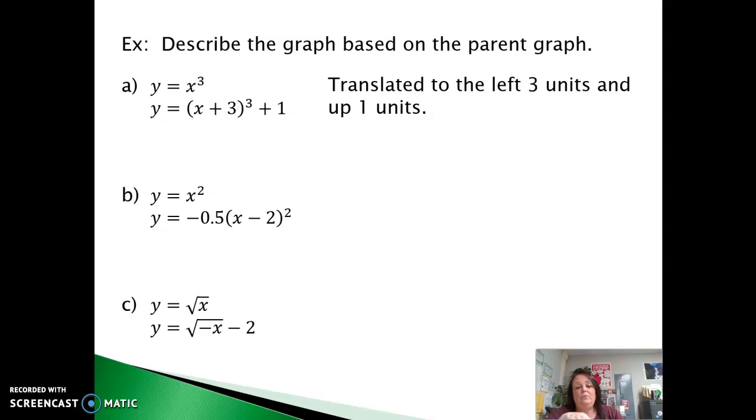So when we look at B, we've got a bunch of things involved here. I've got the negative on the outside, so that's a vertical reflection. I've got the 1/2 on the outside, so that's a vertical expansion or compression. And then I've got that x minus 2 on the inside, so that's a horizontal translation.